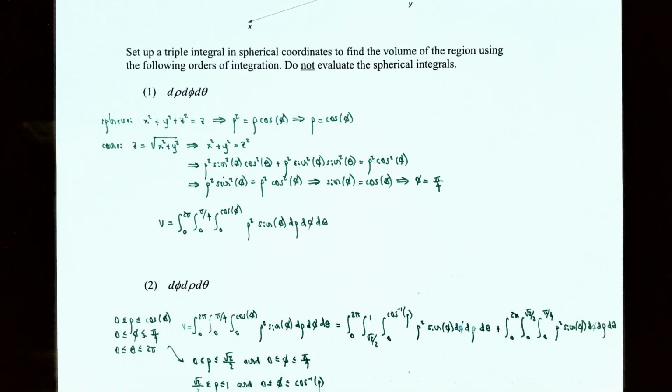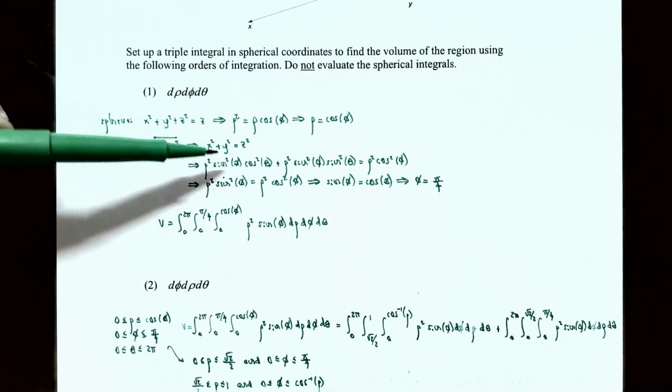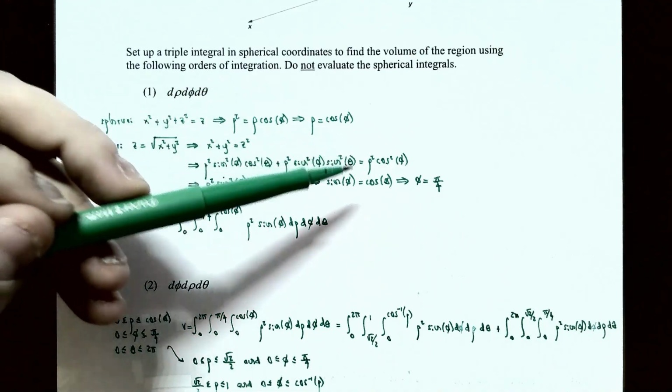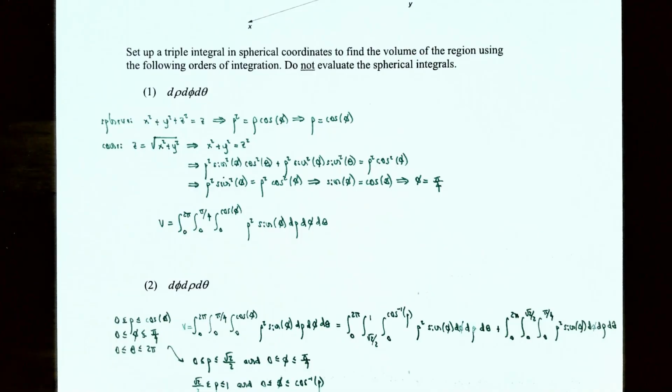And then plus, the y is equal to rho sine phi sine theta. So y squared becomes rho squared sine squared phi times sine squared theta. And then the right side of the equation, z is equal to rho cosine phi. So that means z squared is rho squared cosine squared phi. We've seen this similar idea before in a previous problem.